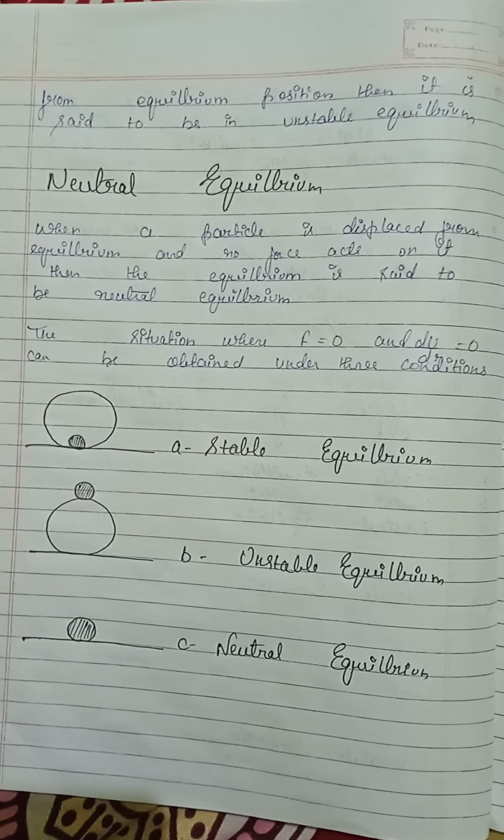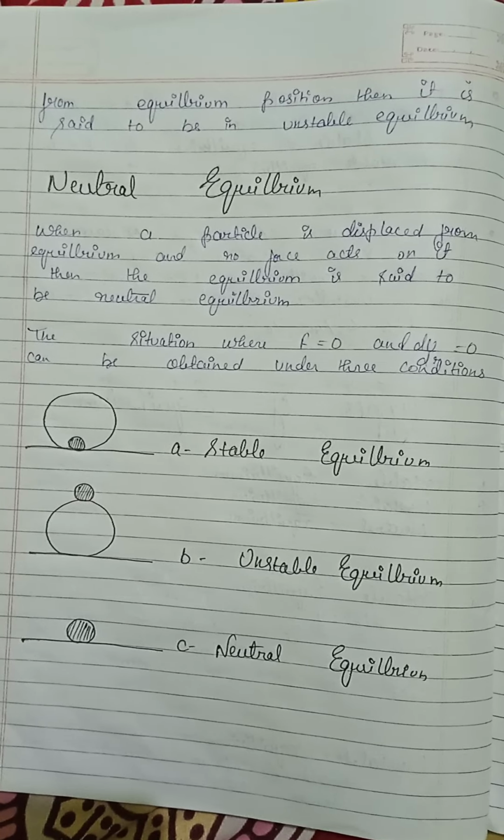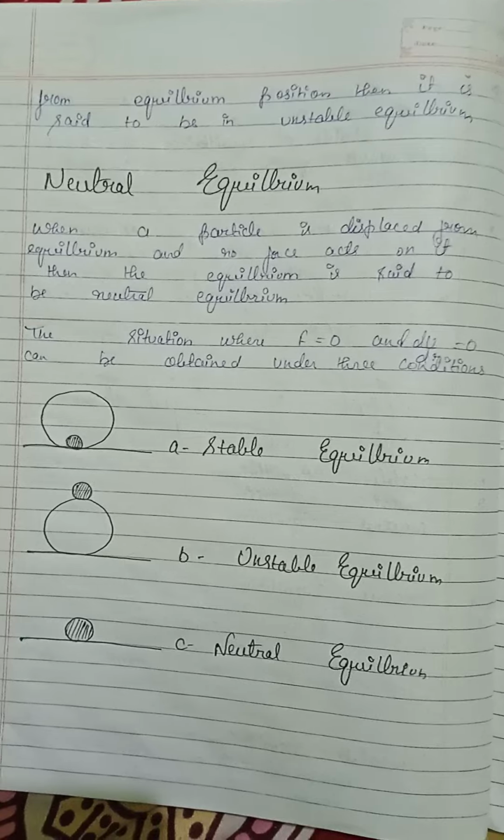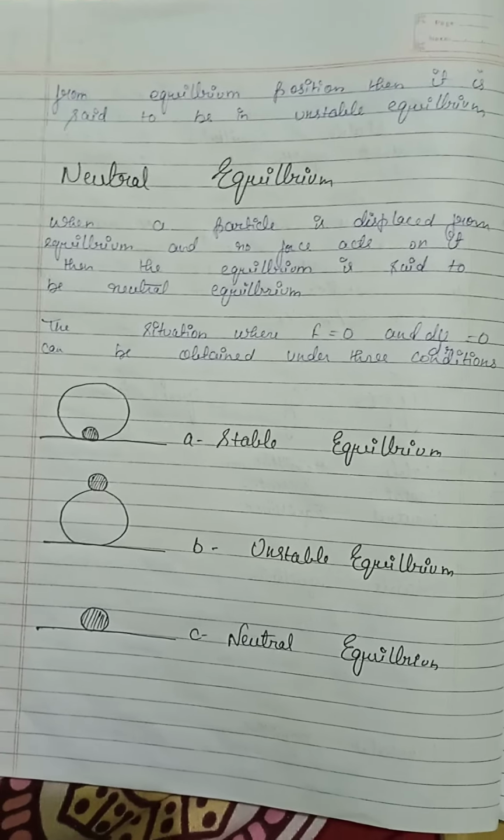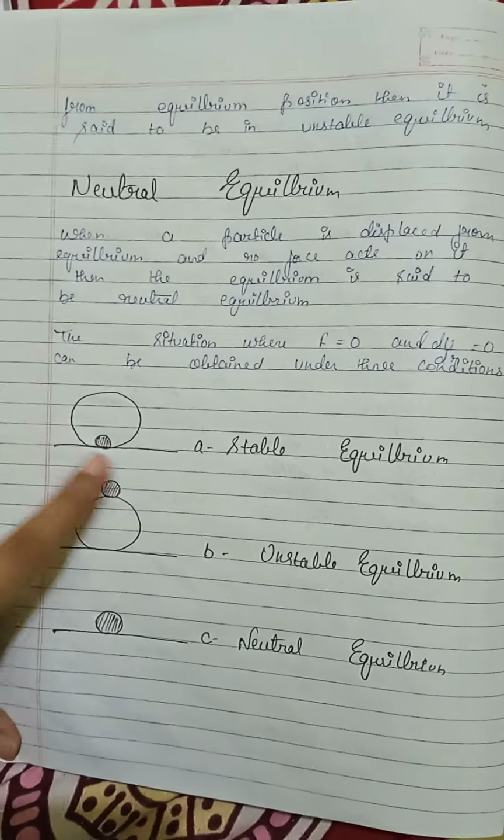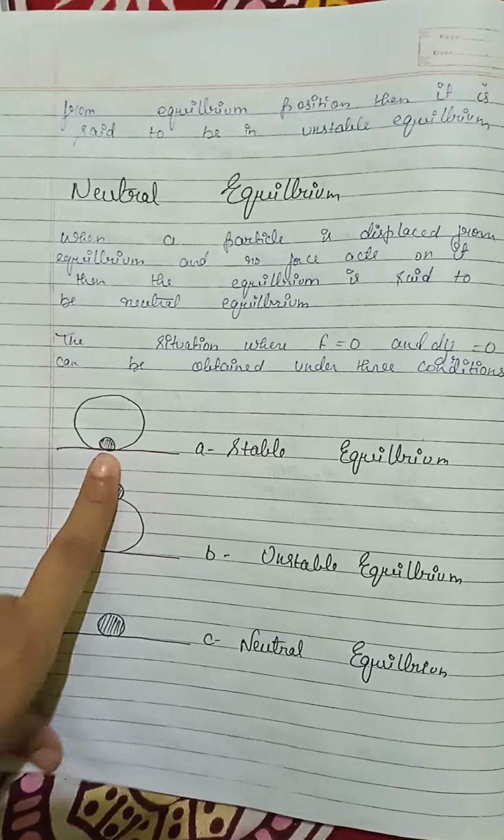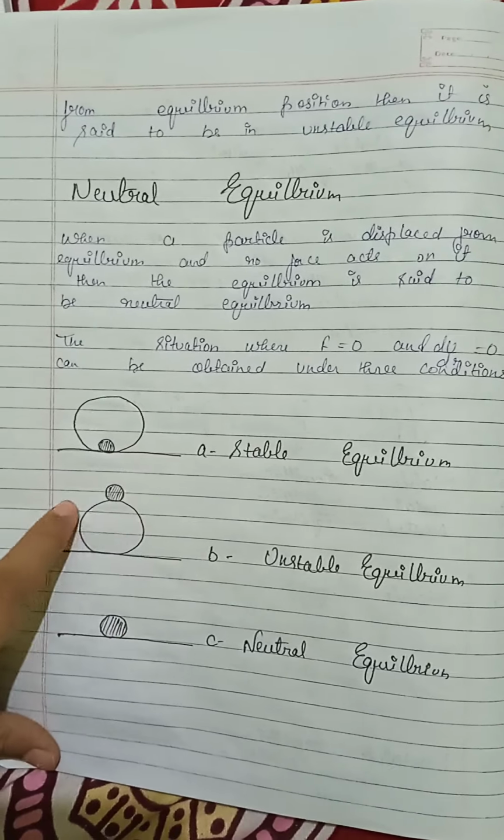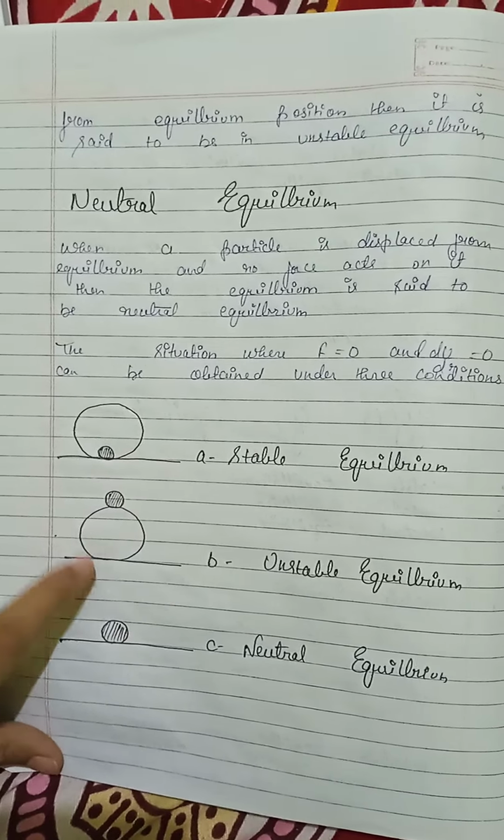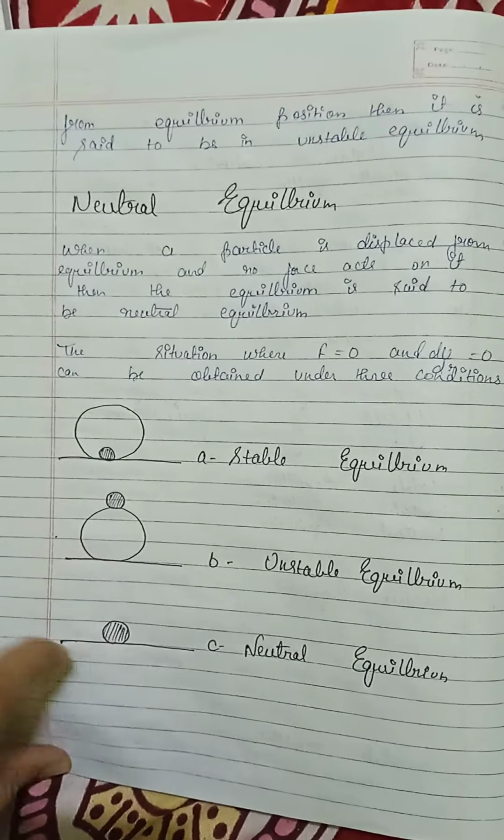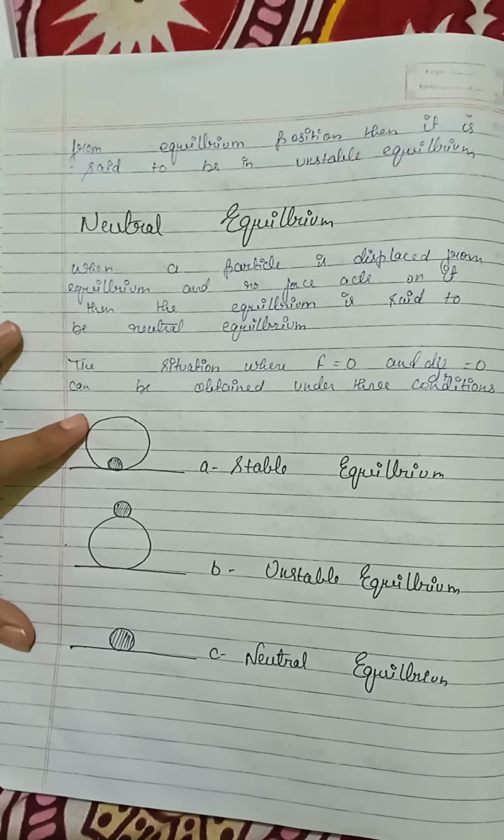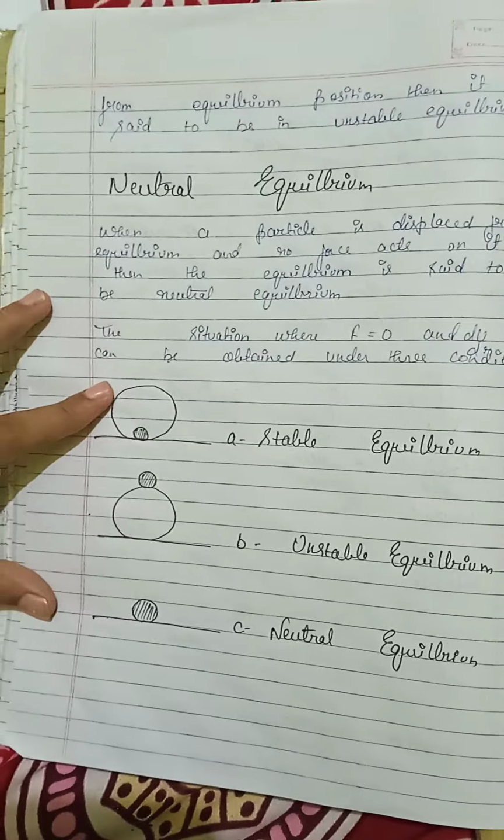The situation where F is equal to 0 and dU by dr is equal to 0 can be obtained under three conditions: stable, the diagram for the stable is this one; unstable equilibrium, the diagram for the unstable equilibrium is here; and the neutral equilibrium. So these are the three equilibria: stable, unstable, and the neutral one.